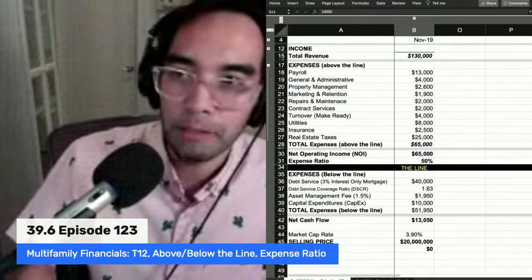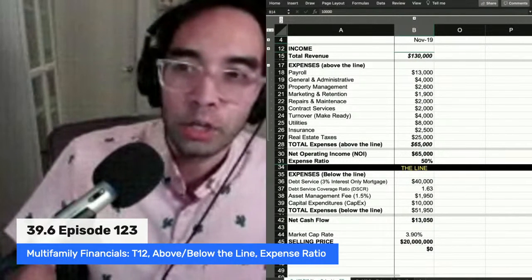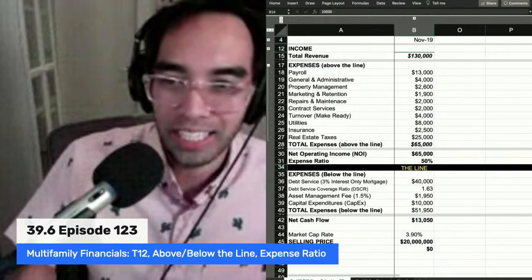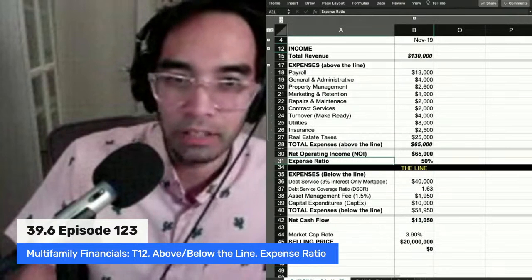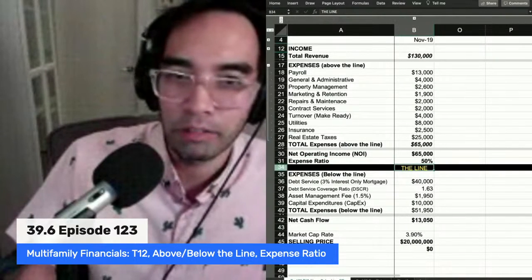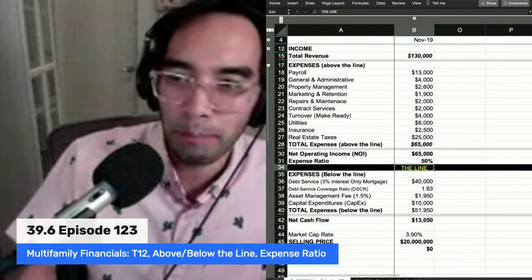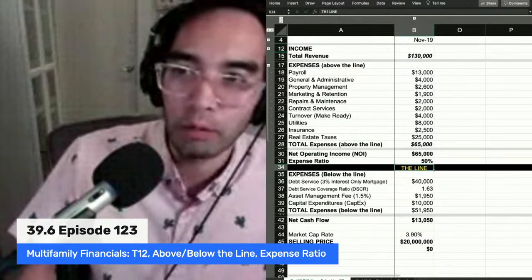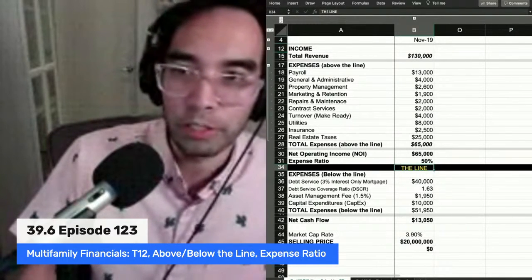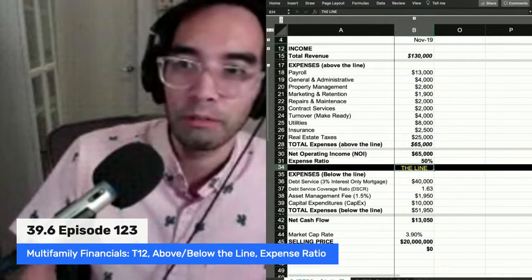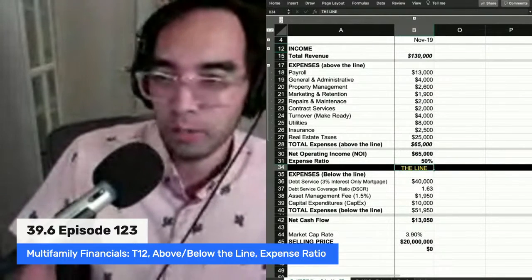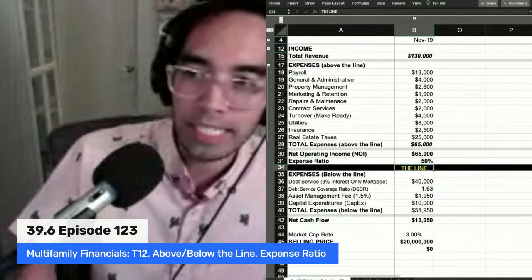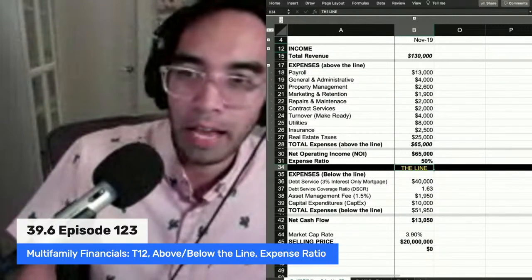Okay, now I'm going to hide that. Now we have expenses. I call these expenses above the line. This black line over here is the line, in line 34. So any expense above this is considered an above the line expense. That includes payroll, general administrative, property management, marketing, retention, repairs and maintenance, contract services, make-readies, utilities, insurance, real estate taxes. All combined here is $65,000 of operating expenses.